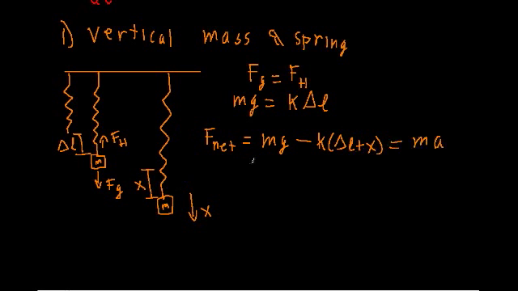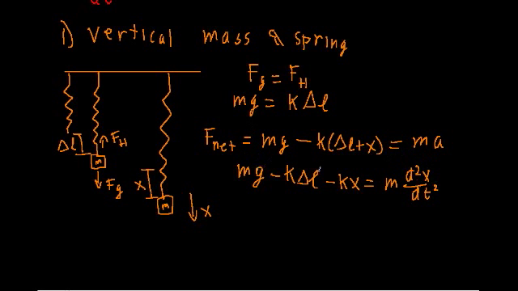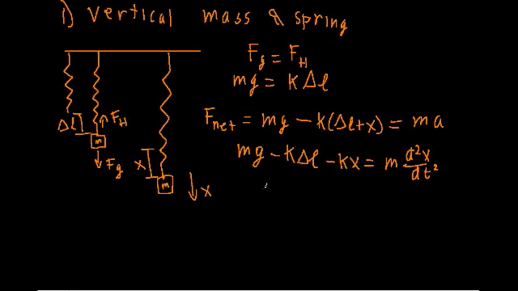So let's just distribute this K out. So we're going to get mg minus K delta L minus Kx is equal to m a, and since our acceleration is in the x direction, we can rewrite it as the second derivative of x with respect to time. Now, at first, this doesn't exactly seem like simple harmonic motion, considering we have these extra terms right here. But we can relate them with our equilibrium condition.